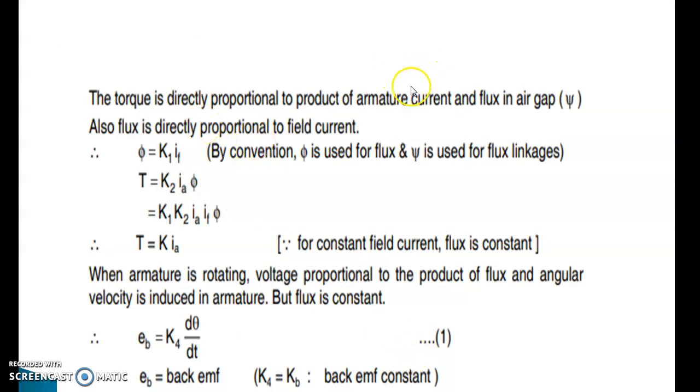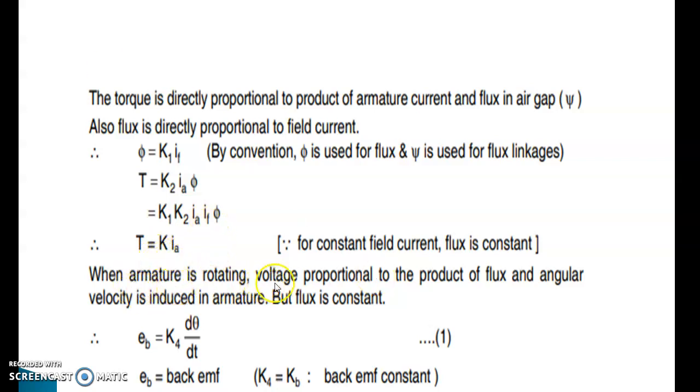The torque is proportional to the product of armature current and flux in the air gap. Also, flux is directly proportional to field current. Phi is equal to K1 If. By convention, phi is used for flux and psi is used for flux linkages. T, the torque, is equal to K2 Ia into phi, that is equal to K1 K2 Ia If. Since phi is constant, T is equal to K into Ia.